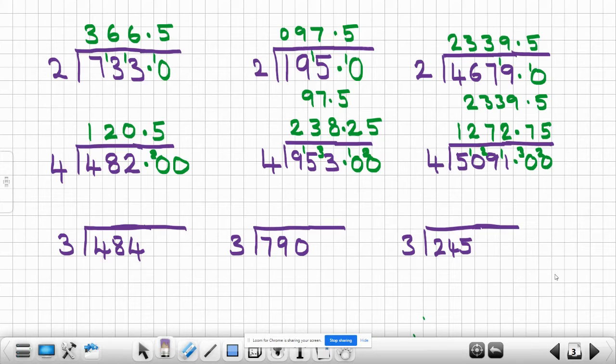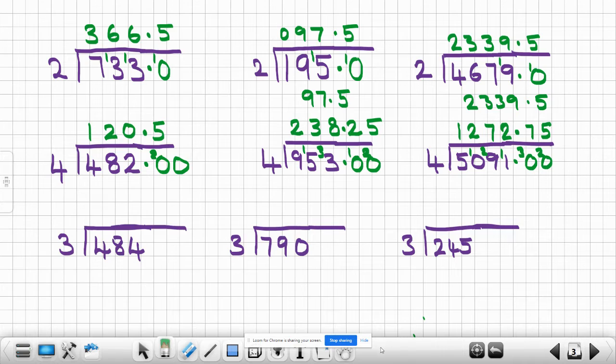We're on to our fourth video on dividing using the bus stop method, and we're looking at decimals, and in this one we're going to see what's called a recurring decimal. Let's get started. So we have 484 divided by 3.